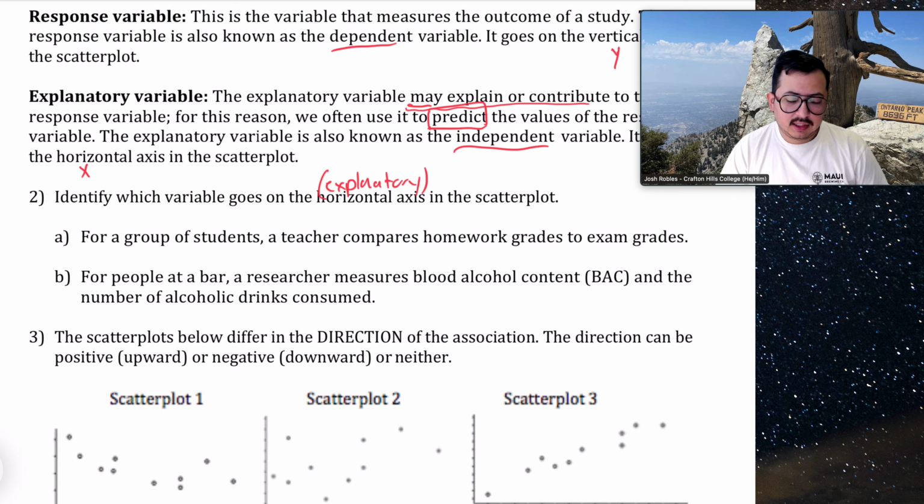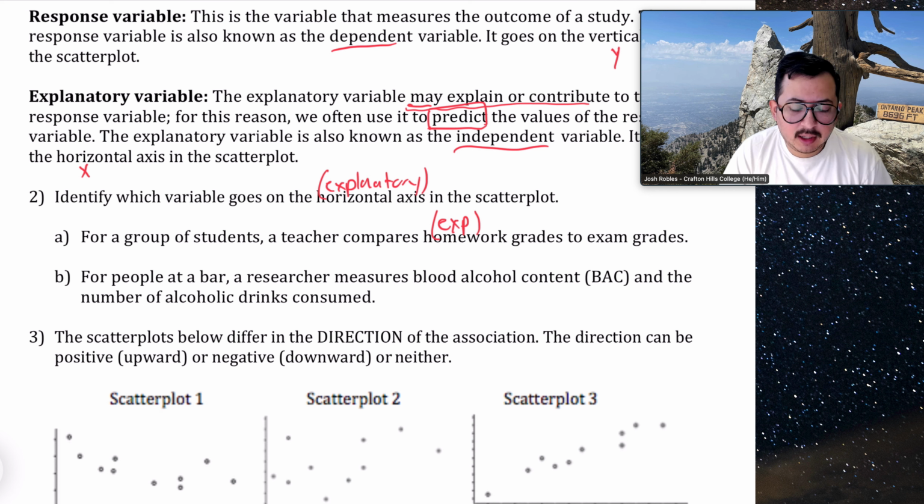All right, so is it homework grades that usually explains your exam grades, or is it the exam grades that usually explains your homework grades? Also, which one comes first? Homework usually comes first, and so this would be the explanatory variable. If you were to graph data points, you should graph homework grades on the x-axis. That is how we've agreed, everyone agrees to interpret that.